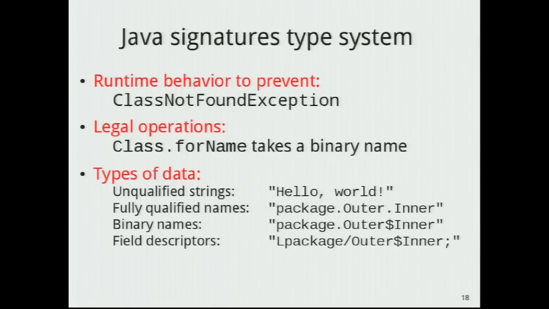Let me give you an example of another type system that we use to find real bugs. This is one for Java signatures. So what's the runtime behavior you want to prevent? We don't want to suffer class not found exceptions at runtime.